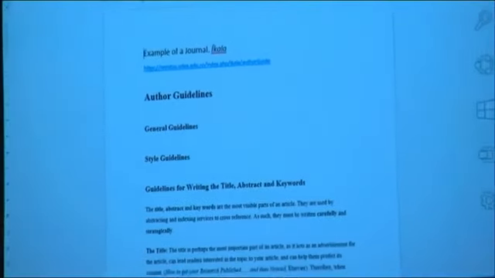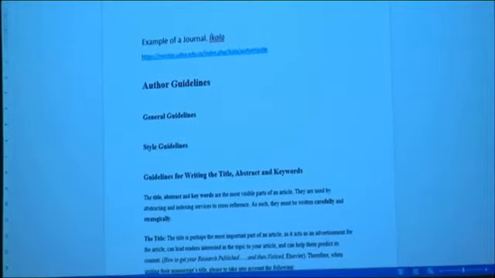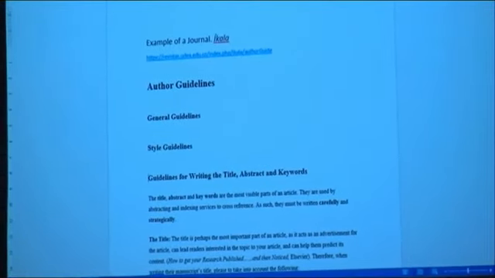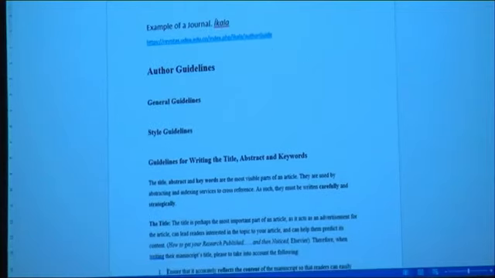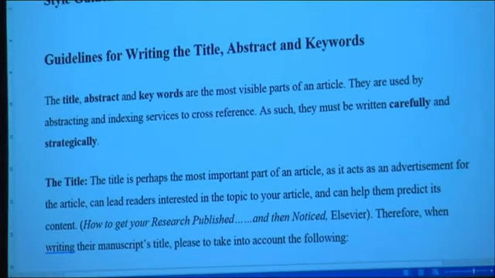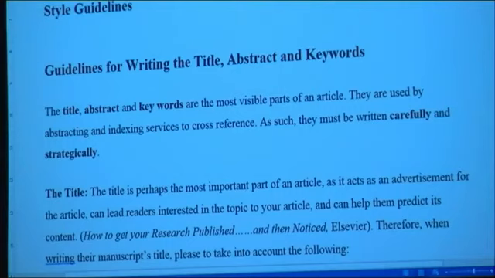So, this is the website for this journal, an example, of course. And then you have, a little bit bigger. And then you have what they say. In this journal, they say, guidelines for writing the title, abstract, and keywords.